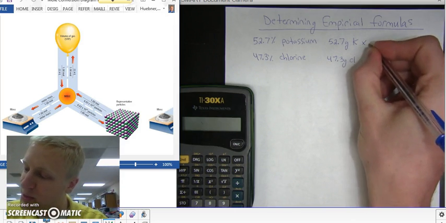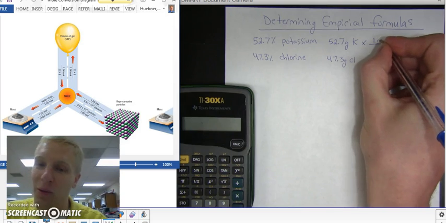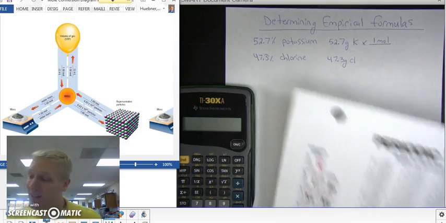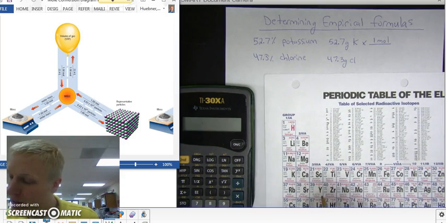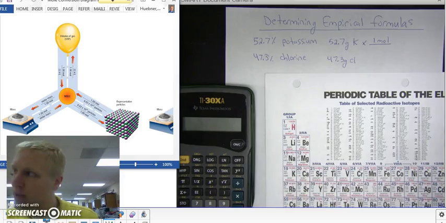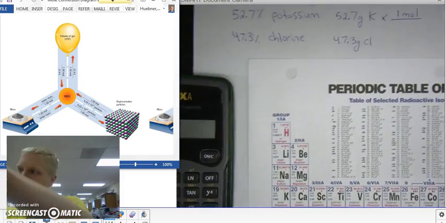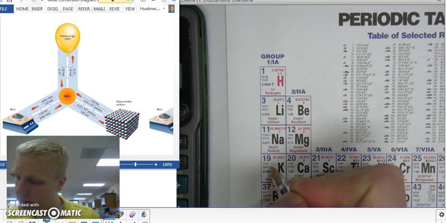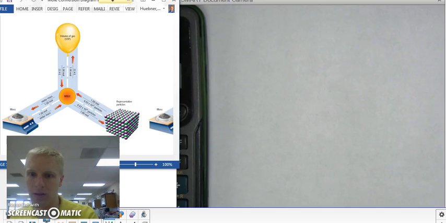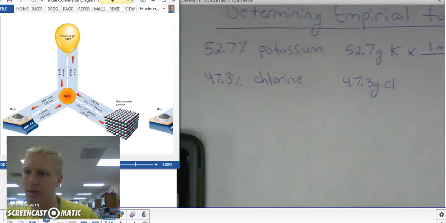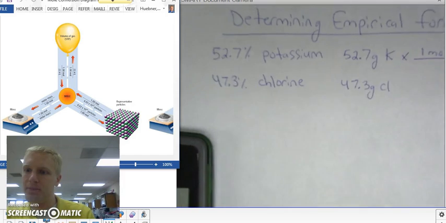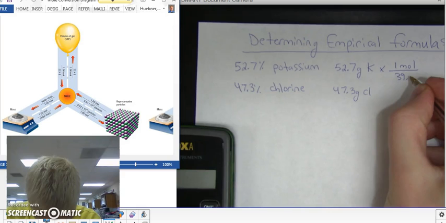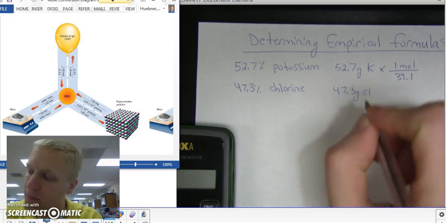So I'm going to multiply by 1 mole and divide by the molar mass of potassium. In order to do that, we need to have our periodic table handy. And then when we look at potassium, I know it's really small, let me just zoom that in. Looks like it's 39.0. Alright. 39 point, rounded up to 0.1, 1 decimal place.